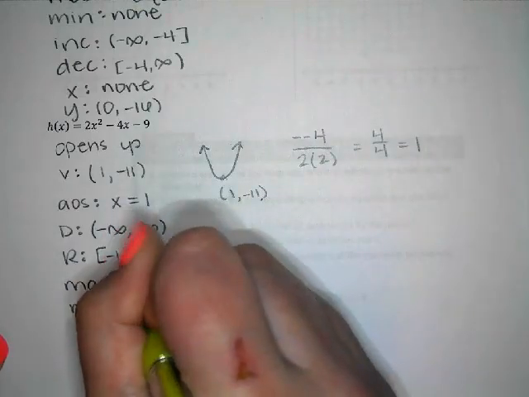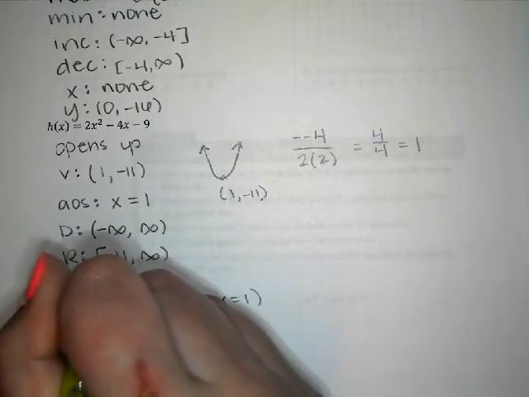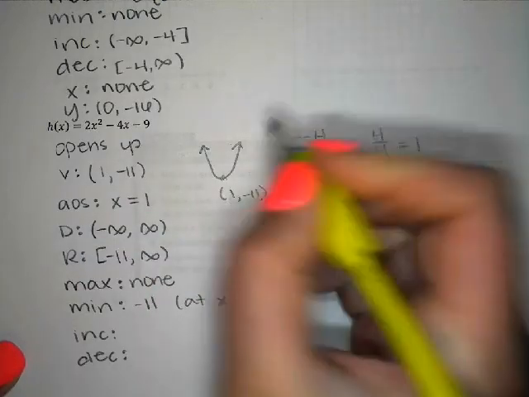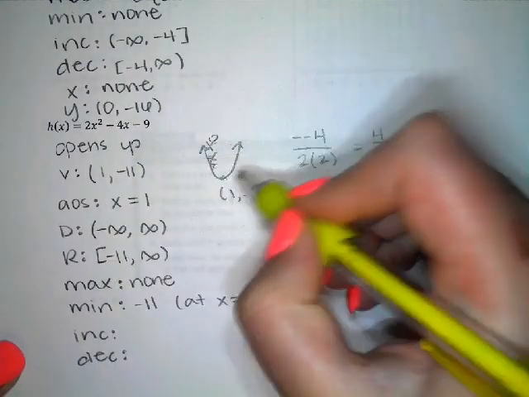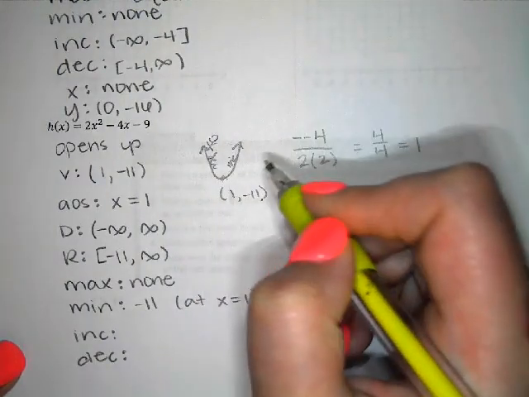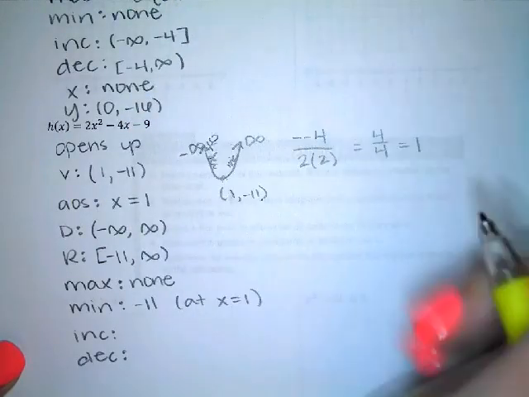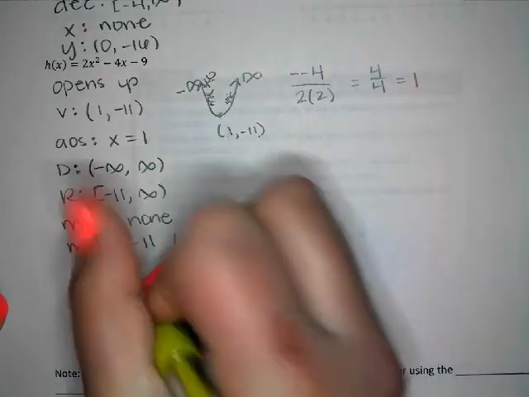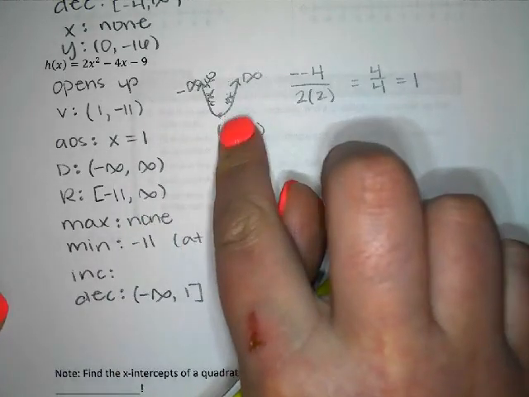The increasing and decreasing intervals. So if I put a stick figure right here, he's walking downhill, gets to the vertex, and then is walking uphill. And I can label my x values for my left arrow and my right arrow, and then the x value for the vertex is 1. So the decreasing interval is negative infinity to 1. The increasing interval is 1 to infinity. Okay, and then we just have intercepts left.